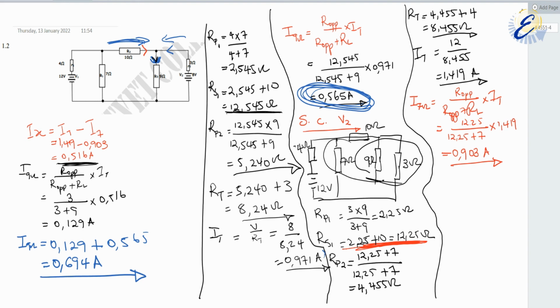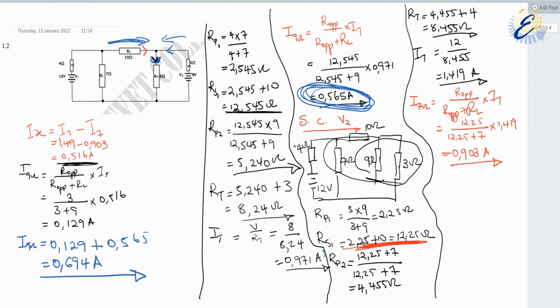It's very complex. Sometimes it may look difficult, but if you give it time, it is not difficult. There are many methods of calculating this. We are not subjected to one method. There are several methods you can apply to calculate the current flowing through the 9 ohm resistor. So this is just one method.